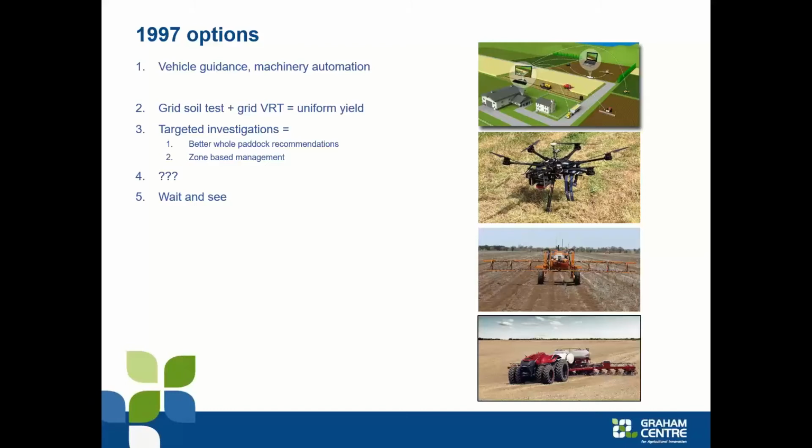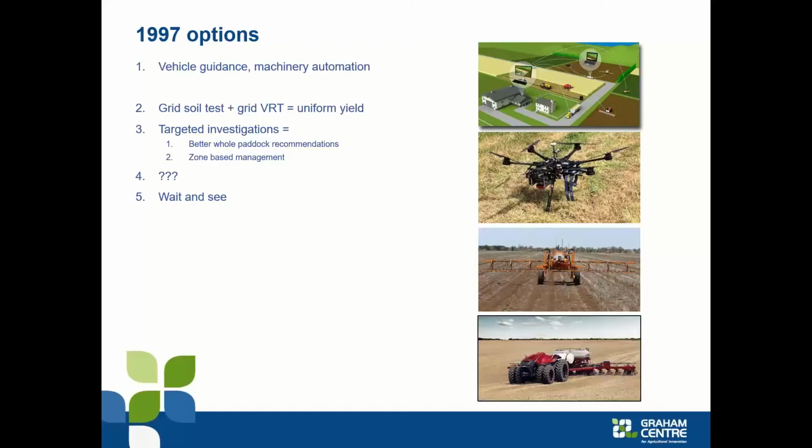The first was, as I mentioned a moment ago, all we needed to do was simply grid soil test, come up with a grid variable rate application plan for fertilisers, and magically yields will be uniform. It didn't take too long at all to show that that wasn't going to be the case, that nutrition isn't often the primary limiting factor in causing variability, and it largely ignores the fact that there's actually different yield potential in different parts of the paddock, and so managing potential is probably a better approach.